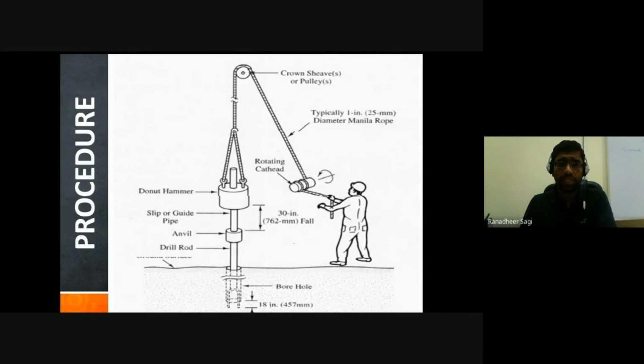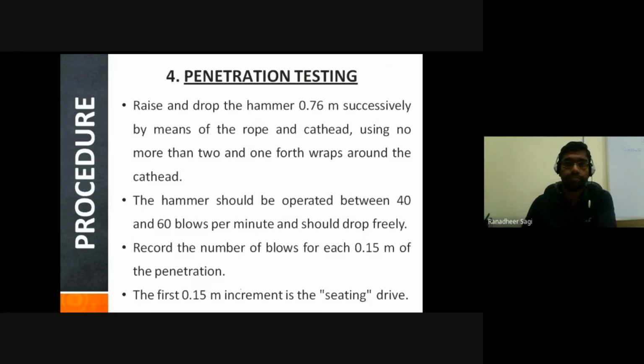Okay, this is how your complete test setup typically looks. At the bottom of the borehole, you place your sampling tube, and by applying impact load from the top, you push your sampling tube into the ground for a depth of 1 foot penetration. What we are ultimately calculating is the penetration resistance. Penetration resistance means, when you apply the load from the top, how much resistance is offered by the soil. We are not directly calculating the resisting force, but rather the number of blows required to cause the penetration into the ground.